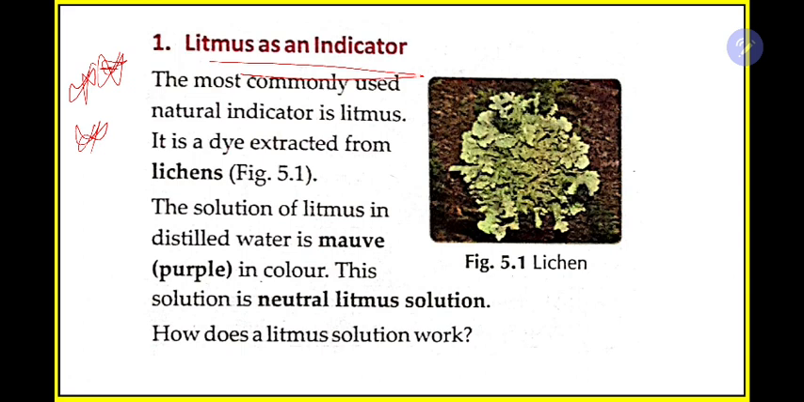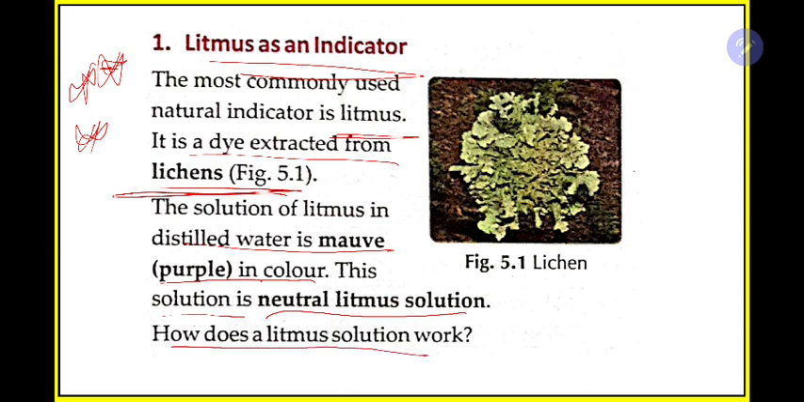The most commonly used natural indicator is litmus. Okay, what is litmus? It is a dye extracted from lichens. So what is litmus? It is a dye which we get from where? From the lichens. The solution of litmus in distilled water is mauve, purple in color. The solution is neutral litmus solution. Okay, how does this litmus solution work? We'll learn about this in the next slide. In this slide they are just giving an introduction of litmus.